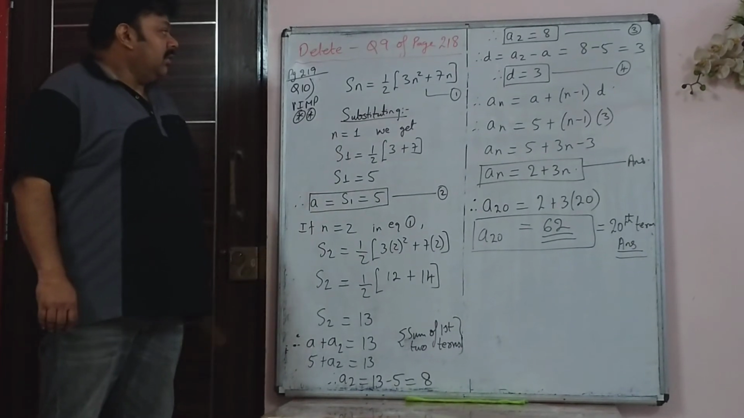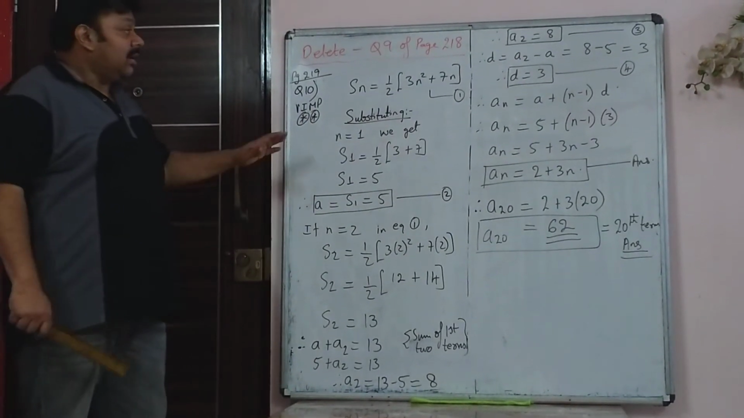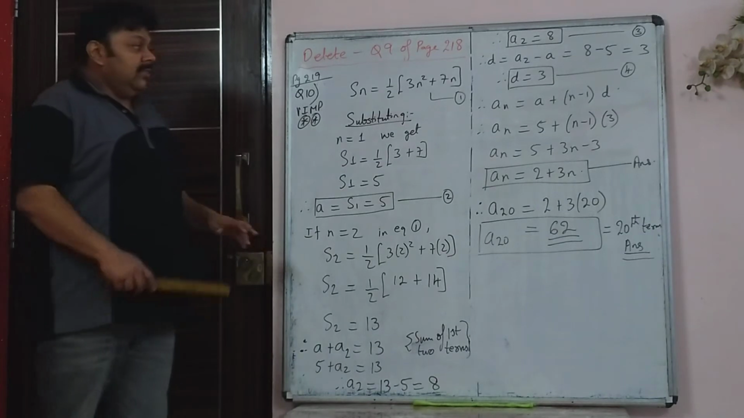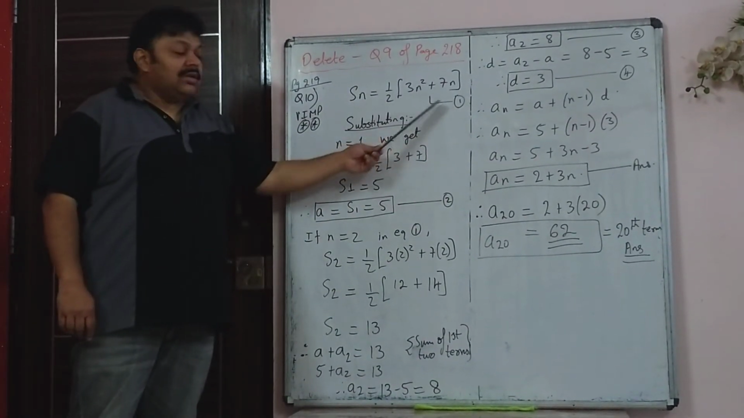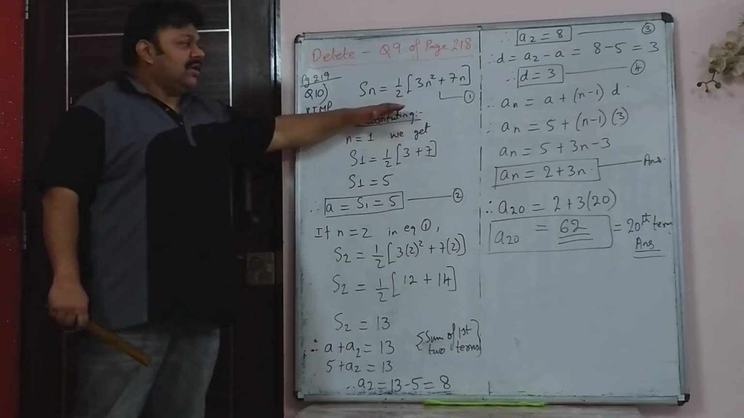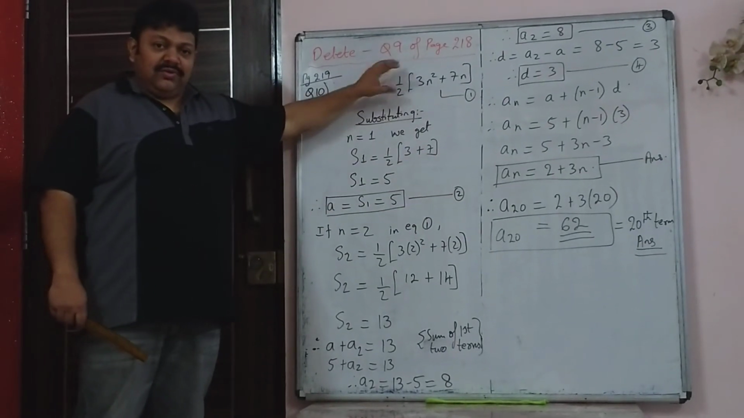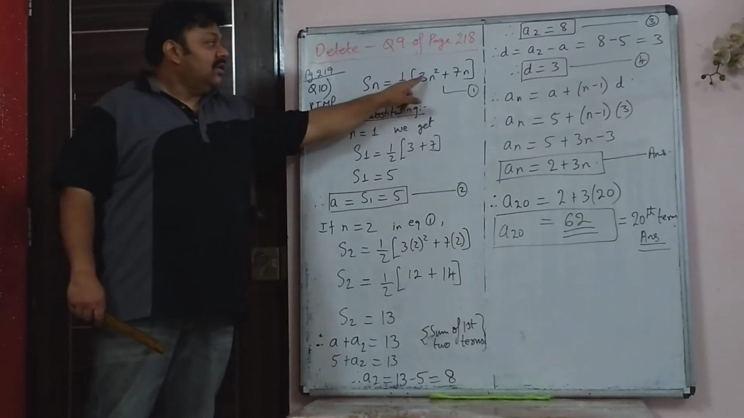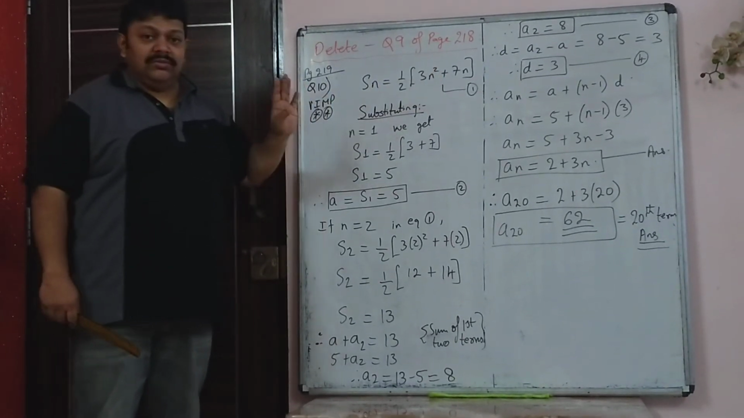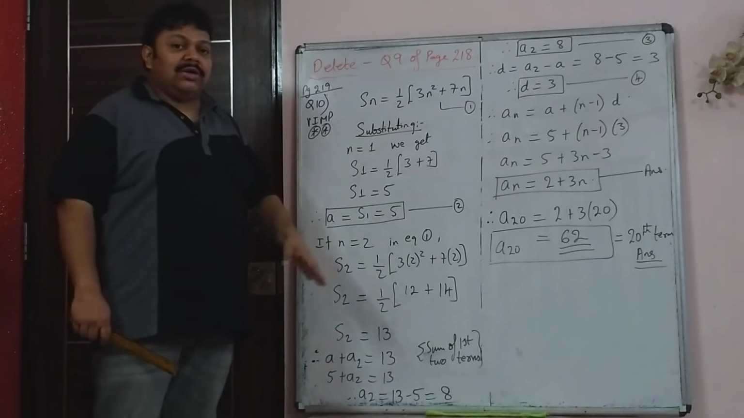So now in the 10th question, mark it very important. In this question you are given that the sum of n terms is given by this expression. This is not a standard formula. This is just for this sum. They have told that Sn is half of 3n squared plus 7n. This is given for this particular sum.